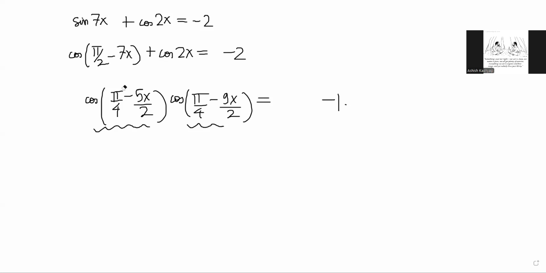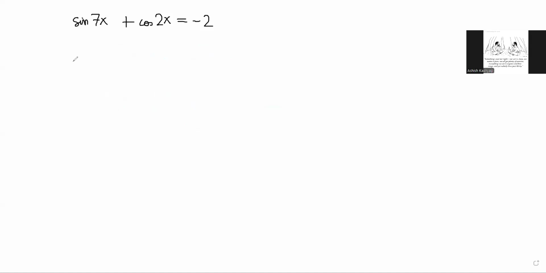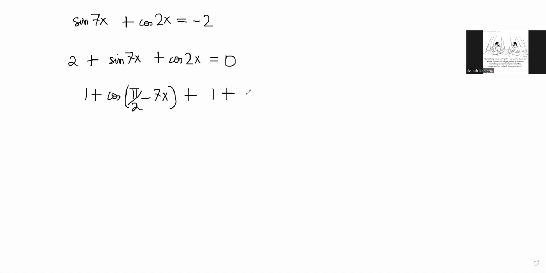Think of a different approach. It is not easy to do when a product of 2 quantities is coming. You should not try to get an equation like this because you'll have to take so many cases. We have to convert it into a form which helps us somehow. Like you should bring the 2 on one side and you can write it like this, and using this as cos(pi/2 - 7x) and 1 plus 1 plus.